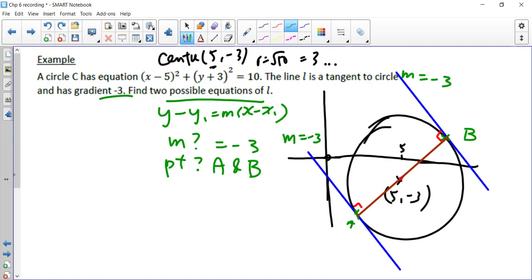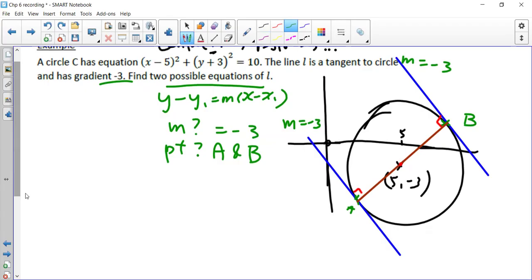So what I'm trying to say is, if I want to work out the points A and B, I must first work out the red line, the brown line, whichever. If we know the equation of this line, then we can do a simultaneous equation of the line with the circle, and then we can find the coordinates of the points A and B.